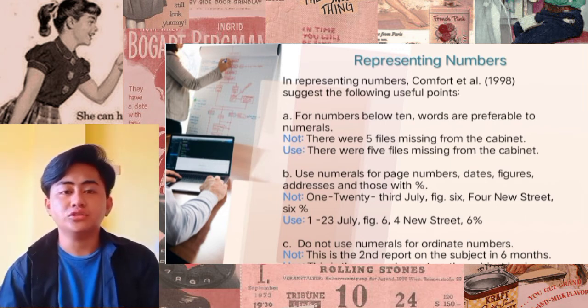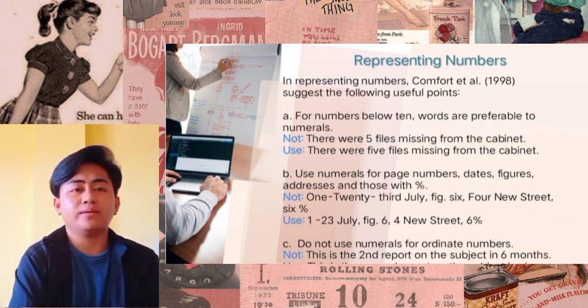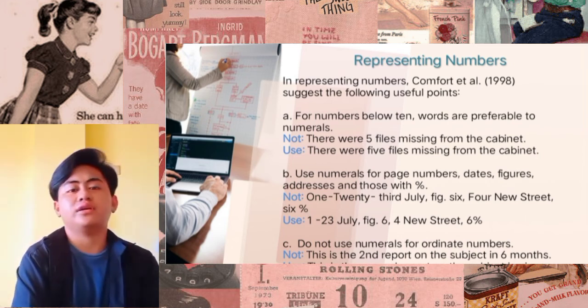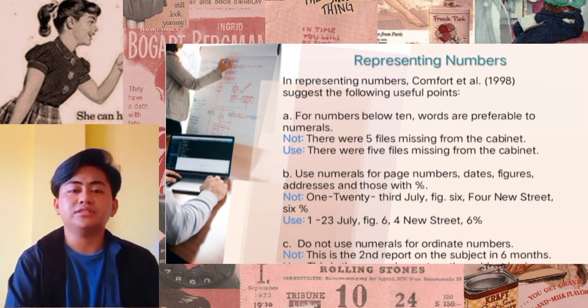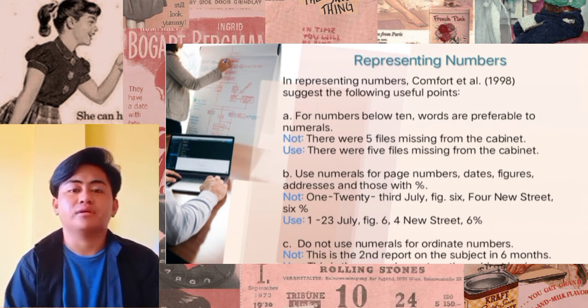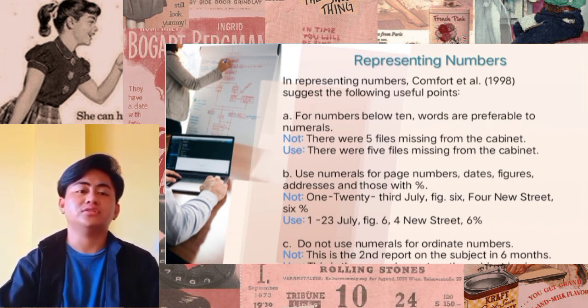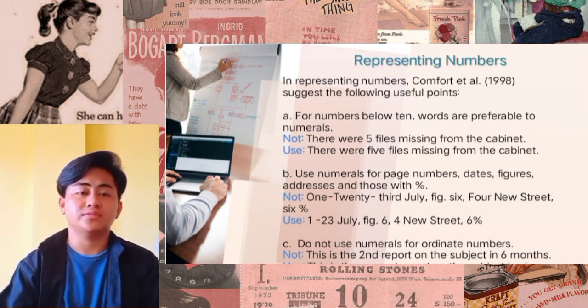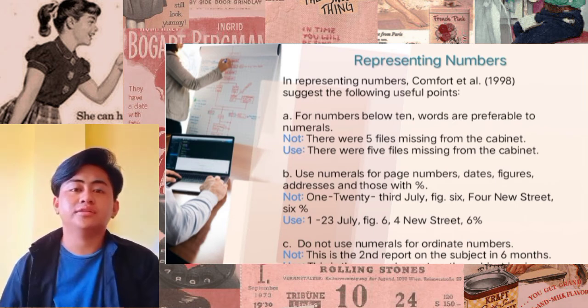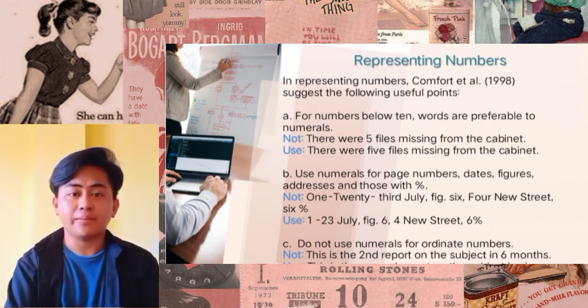Next. Use numerals for page numbers, dates, figures, addresses, and those with percent. Dito naman, pag page numbers, dates, figure, addresses naman, pag gagamitin siya sa sentence, dapat naka-numeral siya. For example, 1 to 23 July, figure 6, Foreign News Street, 6%. Next, letter C. Do not use numerals for ordinal numbers. So, pag ordinal numbers naman, dapat naka-spell out siya.